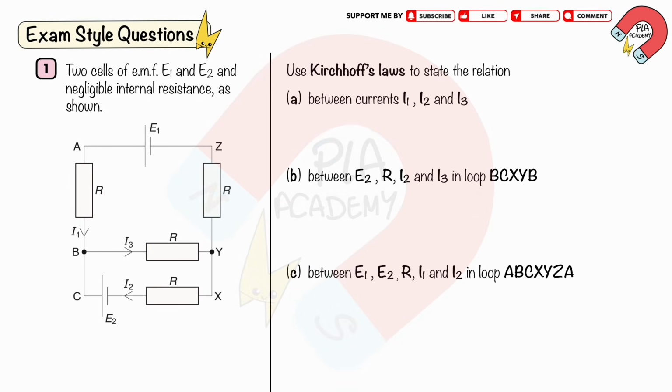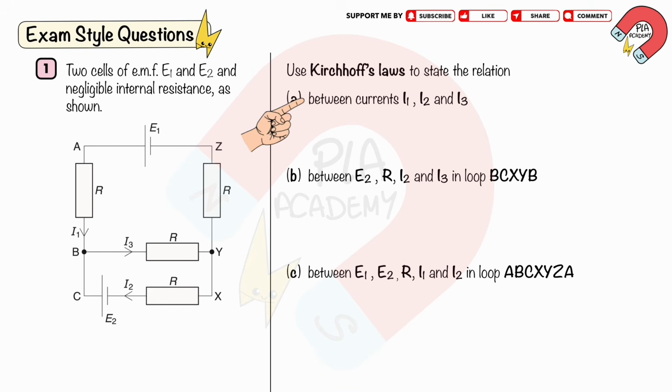Exam style question 1. Two cells of EMF E1 and E2 and negligible internal resistance are connected as shown. (a) Use Kirchhoff's laws to state the relation between currents I1, I2 and I3.